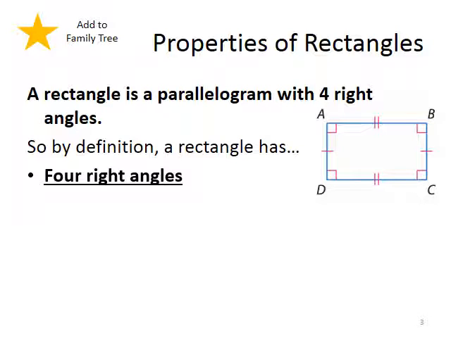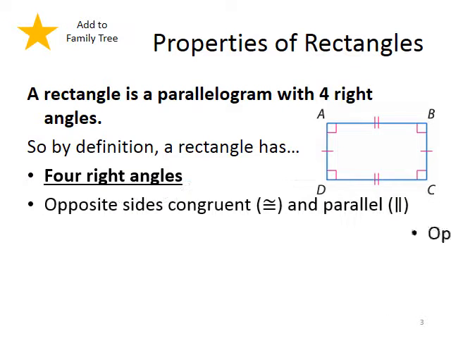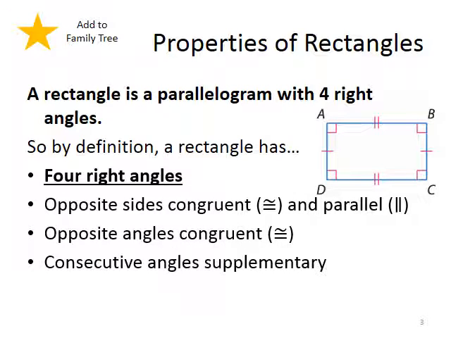And because it is a parallelogram with four right angles, it's also got those properties of parallelograms with sides that are congruent and parallel, opposite angles are congruent, and the consecutive angles are supplementary. All of that's still true of rectangles, but there's this new special property of four right angles.